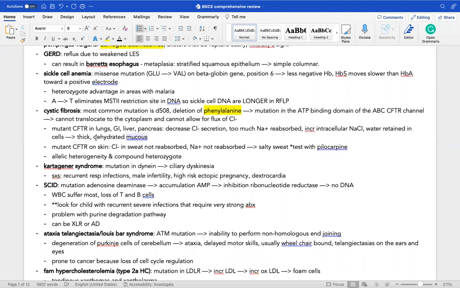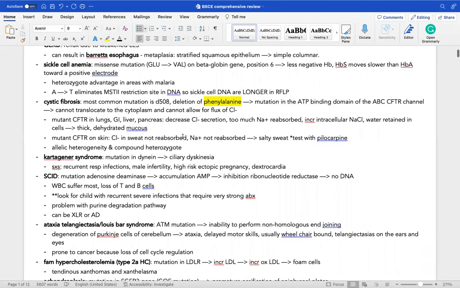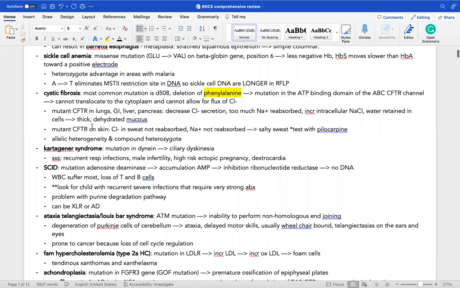The mutant CFTR channel, we can have it in the lung, GI, liver, and pancreas, and in all of those, we will have decreased chloride secretion that can have different symptoms in each organ. The mutant CFTR channel in the skin can cause salty sweat that we can test with pilocarpine.